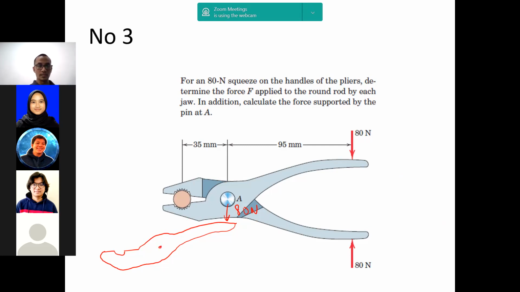So A is here. Because there is a pin at A, there will be AY and AX. And beside that, because there is a rod there, there will be a normal force from the rod here, and that one is the one in question.